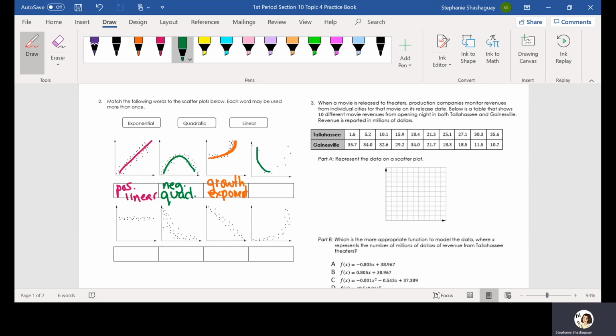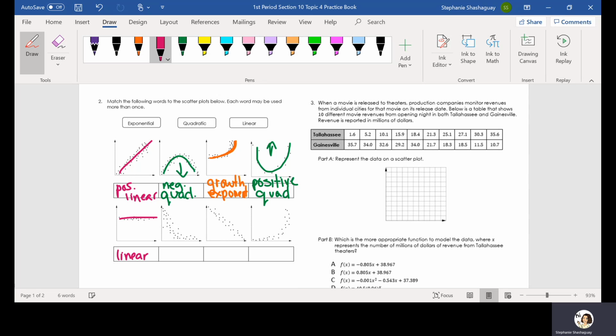Next, we have this data. Well, that looks like a quadratic to me, and it's opening upwards, so it's positive. Okay, this next graph, that is a linear function for sure.